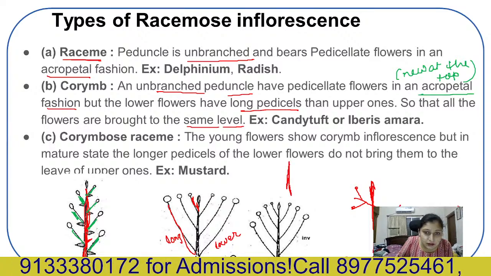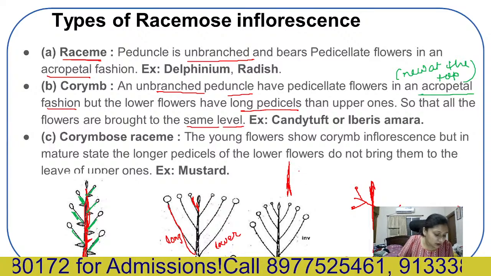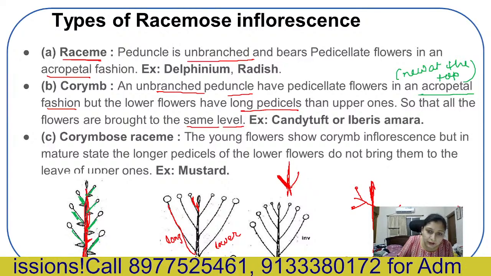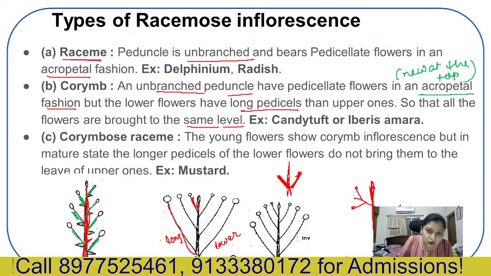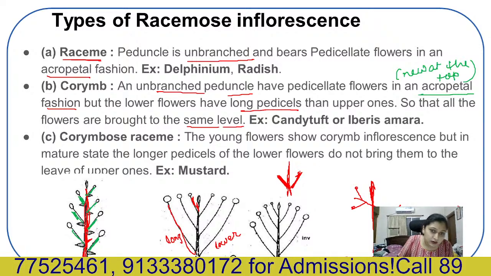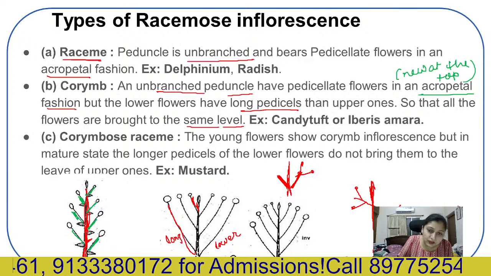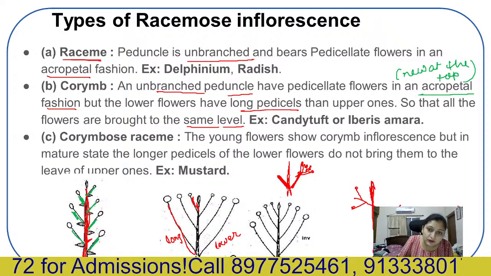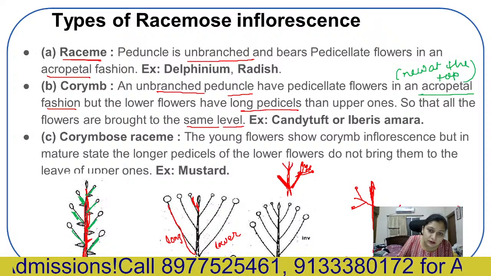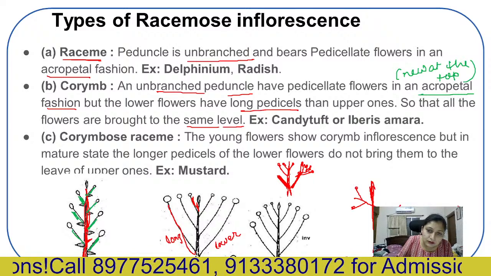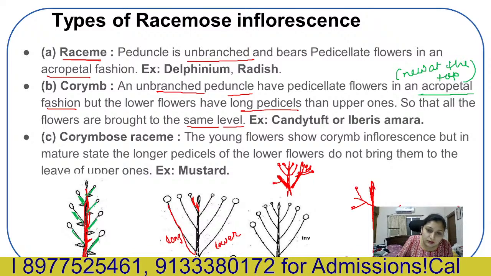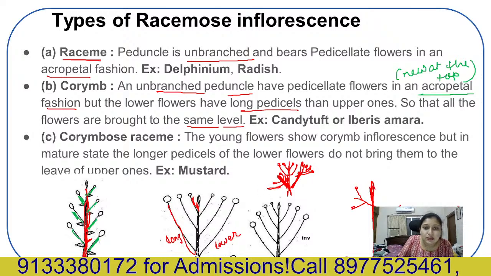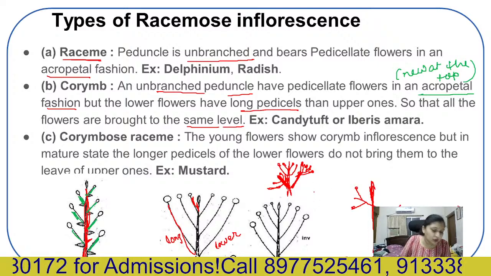The main peduncle is branched here. So, it is divided into three. This is also a type of peduncle only. Here, these corymbs will be borne. So, this is an older flower, newer flower, and a still newer flower like this. So, this type of 3-3 cluster or 4-4 cluster is called compound corymb.